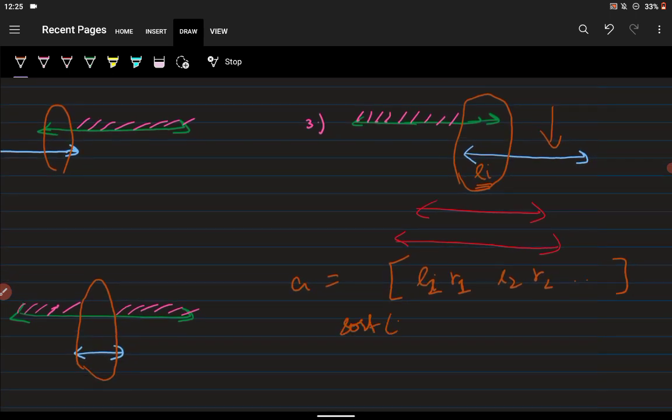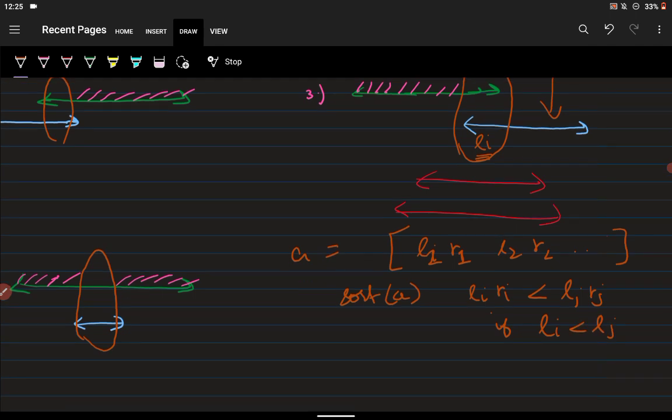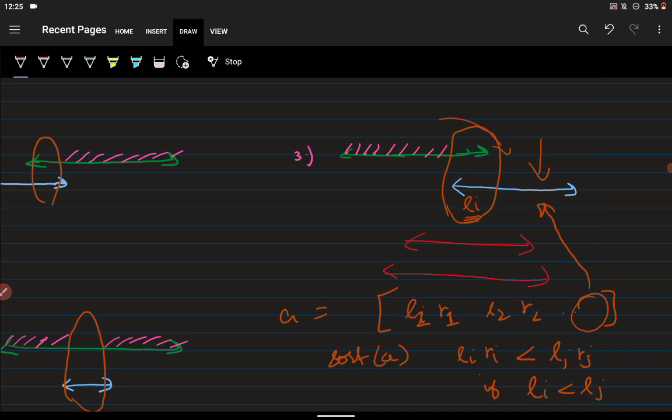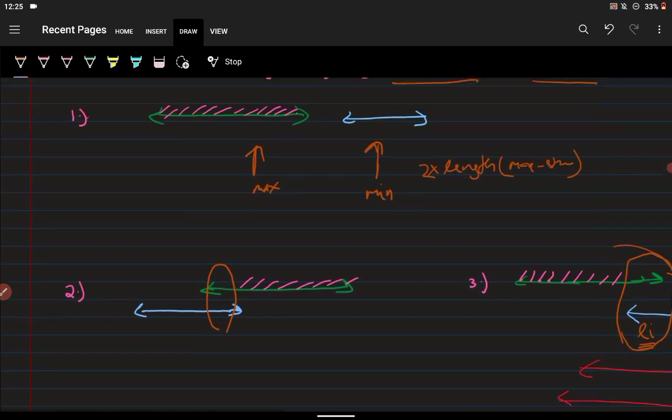We sort A such that Li Ri is less than Lj Rj if Li is less than Lj. If we sort in this manner, the last element will be the furthest right. So we can find the intersection between these two, and that will be the minimum intersection in the right direction. For every element I, the minimum intersection on the right can be from here. If this is completely outside the range of green, then it will look like this.